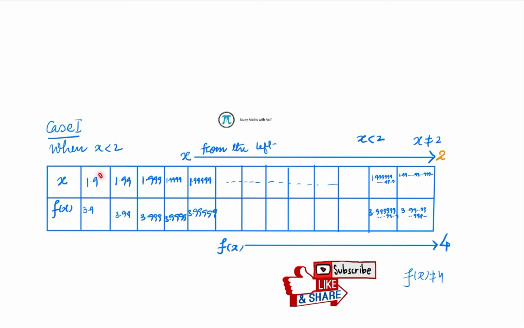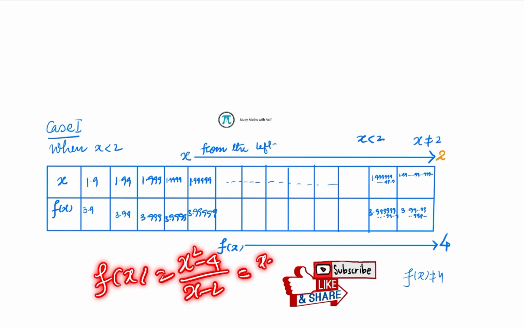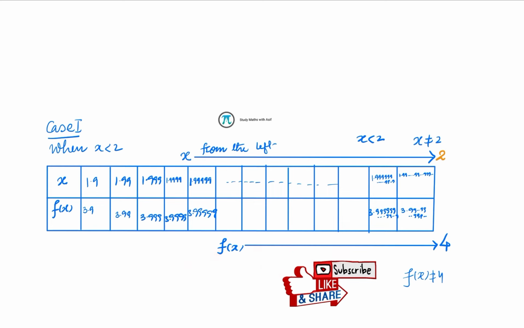See, corresponding to 1.9, because you remember f(x) is x square minus 4 upon x minus 2, and this becomes x plus 2 when x not equal to 2. So I may write this value x plus 2 directly. So this you see will be 3.9. It will be 3.99 corresponding to this, and corresponding to 1.99, the value of the function will be 3.999. Corresponding to 1.9999, you can write these values.